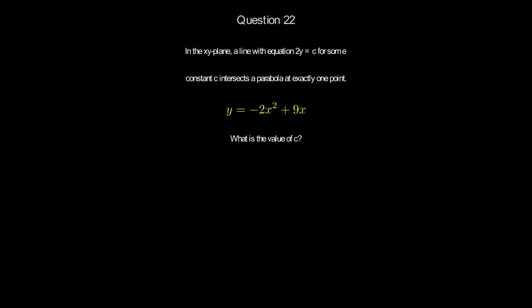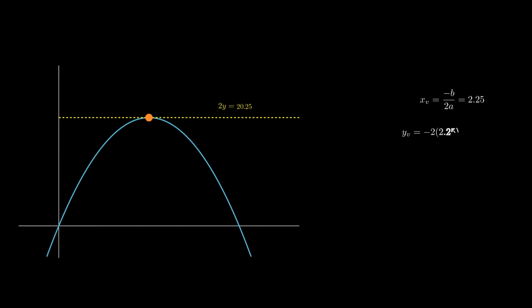To find the location of this vertex, we look at our parabola equation. Y equals negative 2x squared plus 9x. Algebraically, we first find the x-coordinate of the vertex using negative b over 2a, which gives us 2.25. Now, to find the corresponding y value at this peak, we substitute 2.25 back into the equation. This calculation gives us a maximum y value of 10.125.